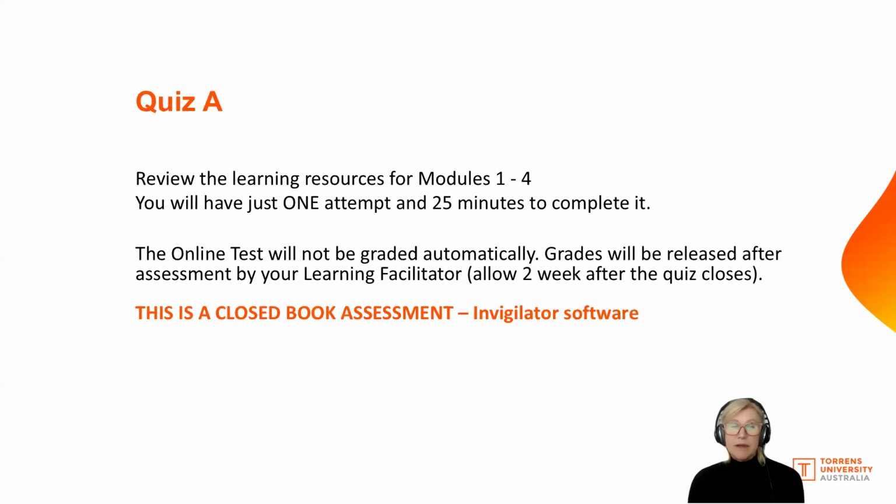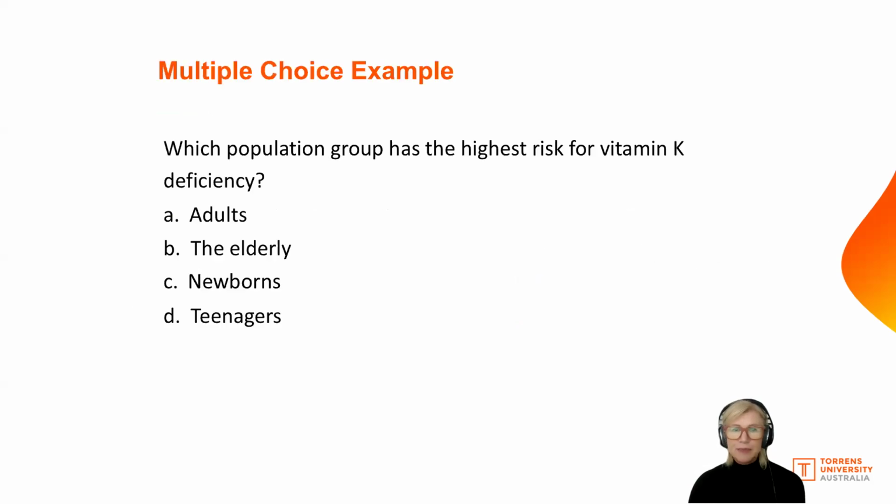So as I said, quiz A is modules 1 to 4. You only get 1 attempt to complete it. Because there are short answers or longer answers, it's not graded automatically. Grades will be released after we've marked all, so everybody has marked their students. That way then you'll be able to look at those grades.